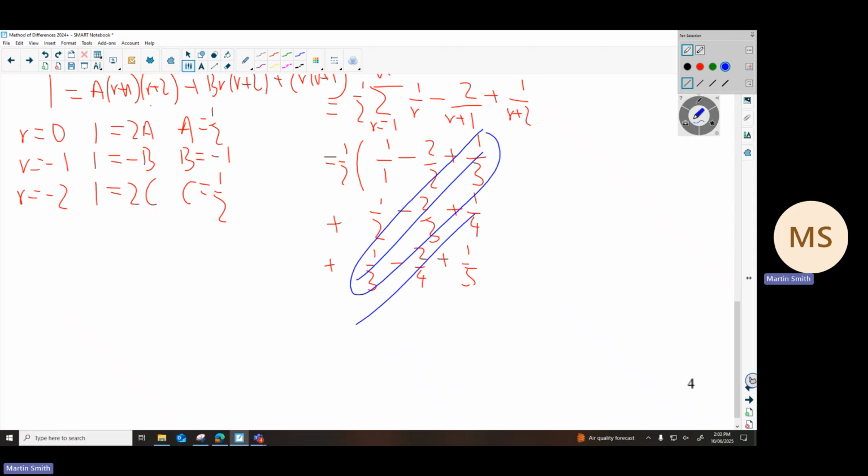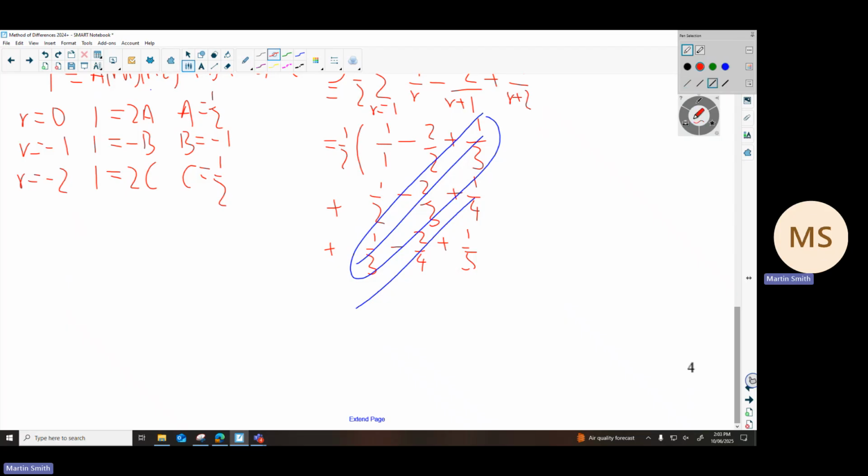That's the cancelling. If you go down to the bottom, let's get back to red. To do this, the very, very last term is when r is n. So it's 1 over n minus 2 over n plus 1 plus 1 over n plus 2. The previous term is 1 over n minus 1 minus 2 over n plus 1 over n plus 1. And all of this is going to cancel out as well. And all of that's got to be times by a half.